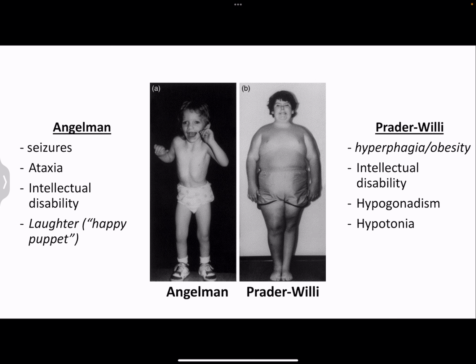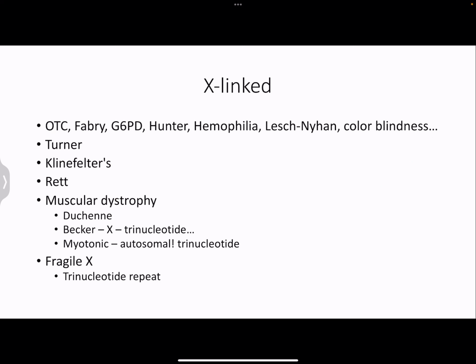So what are the phenotypes? Prader-Willi: hyperphagia and obesity, intellectual disability, hypogonadism, and hypotonia. So there's not much muscle development. For Angelman: seizures, ataxia, intellectual disability, and this very particular type of laugh that is described as a happy puppet, which is kind of a weird way to describe it.